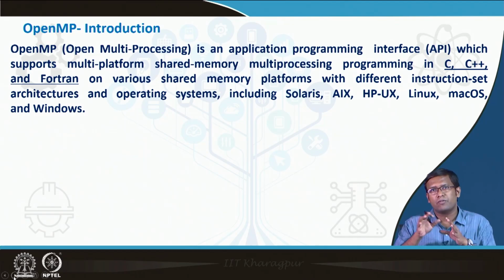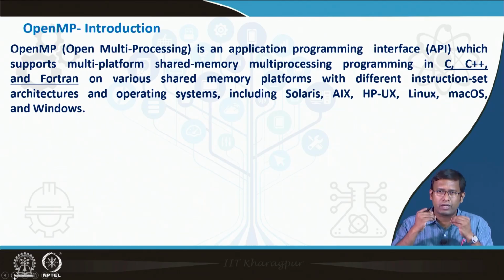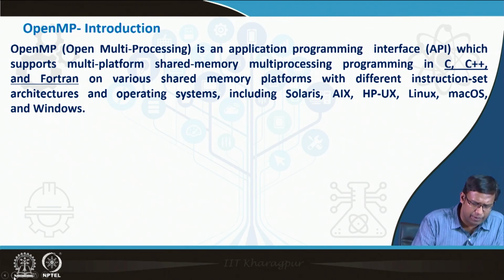This can be used on various shared memory platforms with different instruction set architectures and different operating systems like Solaris, which comes from Sun, AIX, HP, Linux, Mac OS, Windows. On different types of systems and with different operating systems, you can run OpenMP jobs. But these OpenMP programs are basically C, C++ or Fortran programs. So you have to first write a program using, say, C, in which you can include OpenMP library calls, and then you can get a multiprocessor program using a shared memory system. That will be the OpenMP parallel program.